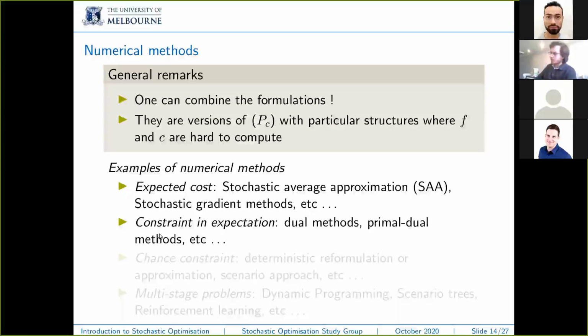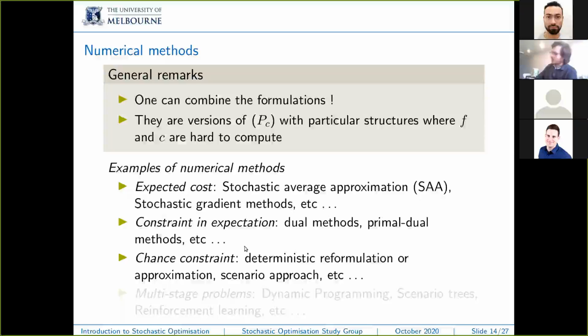For the case of constraint in expectation, for people who are accustomed to numerical optimization, you have dual methods and primal-dual methods that are specifically designed for this kind of expected constraint. In the case of chance constraints, you have a very specific and very difficult set in general, so there are several reformulations that you can make.